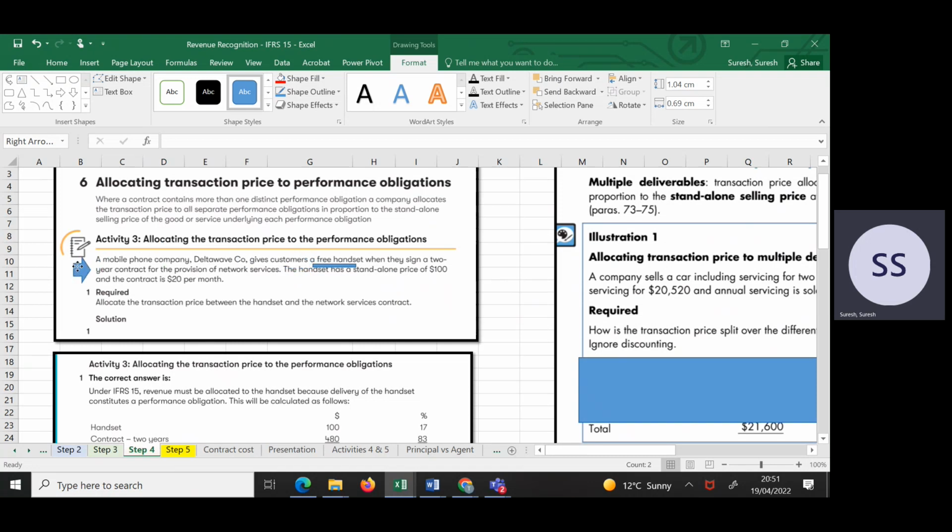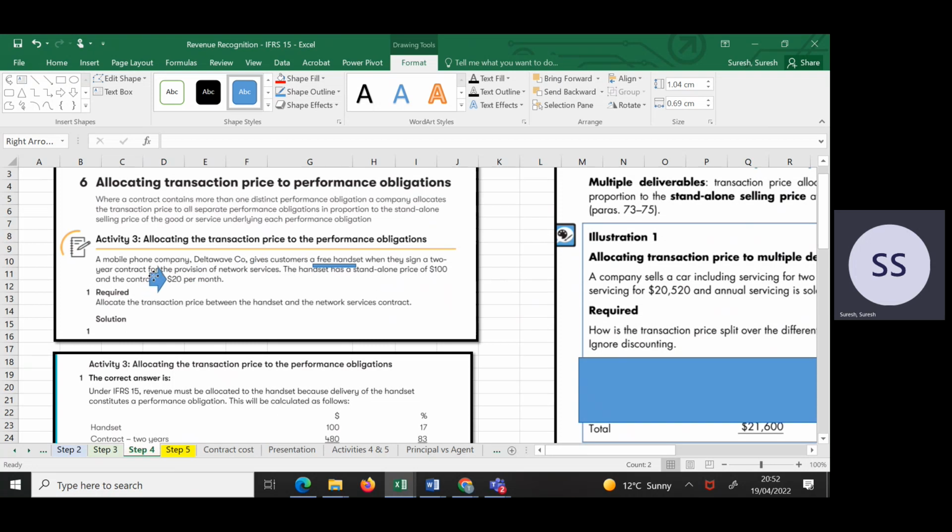Now if you think of the transaction price, the revenue the company is going to get by selling this contract, nothing is going to come from the handset. So the receipt the company will get is $20 per month, times how many months? 24 months, a 2-year contract. So 20 times 24, $480, is the total receipt. That means the transaction price in this example is 480, because there is nothing coming from the handset.